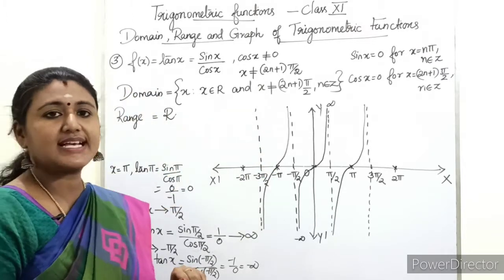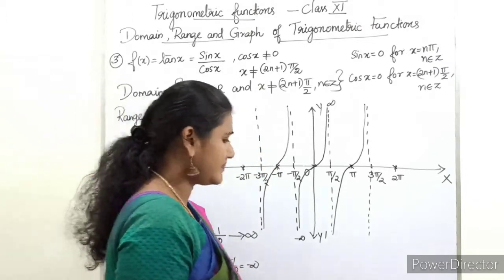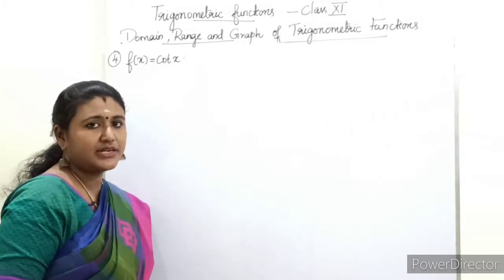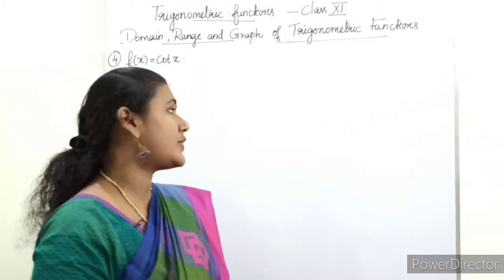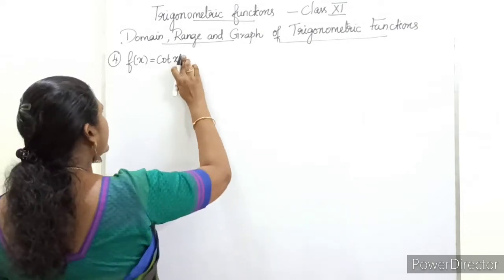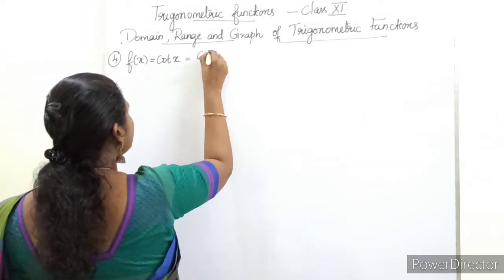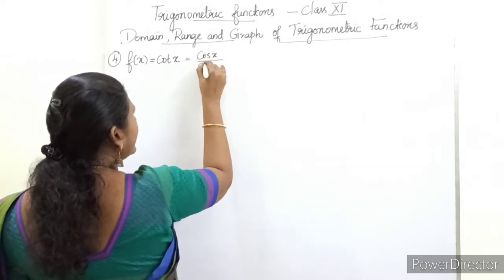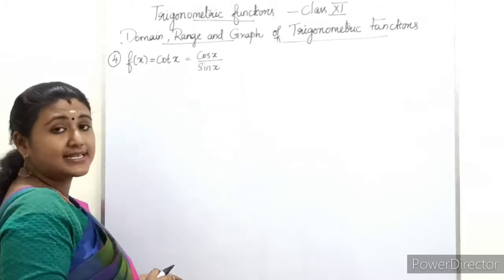Now we will go to the next function, cot x. Now the fourth function, f of x is equal to cot x. So here cot x we can define as cos x by sin x, and here the denominator is sin x.